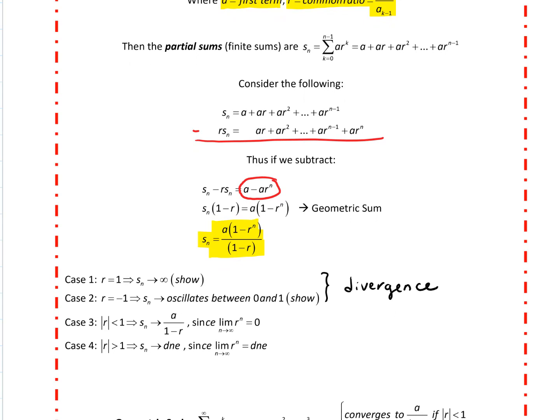Now, if you plug in r in absolute value less than 1, and we actually take this limit, you can see that the limit of that one piece right there, r to the n, is going to approach 0, and so this actually just approaches a over 1 minus r.